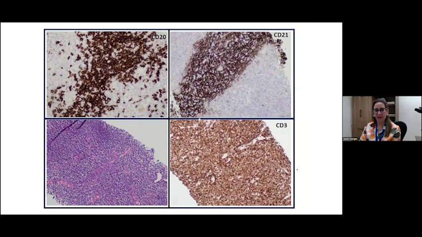I'm showing again the area that had the lymphoid follicles, just to confirm. This is CD20 showing these residual follicles. CD21 is highlighting the expanded meshworks. The lower left picture is showing an important feature in this type of lymphoma, which is the high endothelial venule proliferation. And CD3 is showing that the process we are dealing with is a T cell.